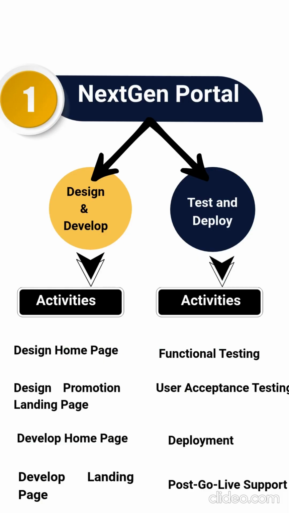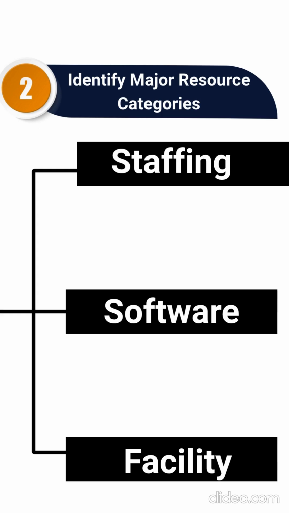Let's start with step 1, that's review the project scope. So project scope is basically what work you have to do in the project. So here I have the work breakdown structure where I have phases and a list of activities, right? So you can see the list of activities, and based on activities, you can decide what resources are required for the project. Now that you know the list of activities which you have to do in the project, you can identify major resource categories, which is step 2.